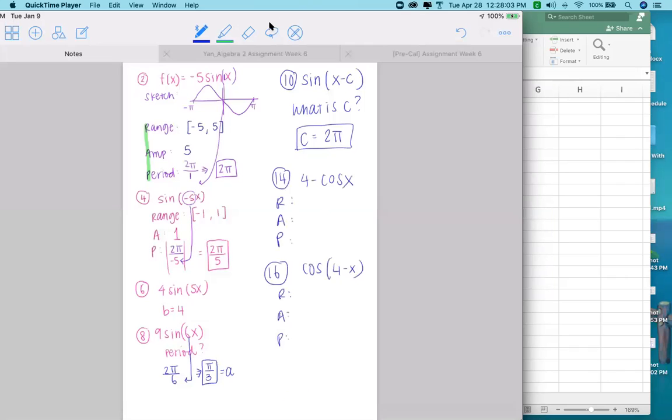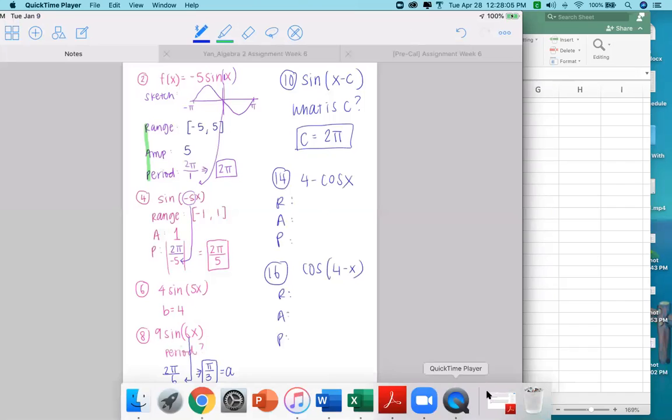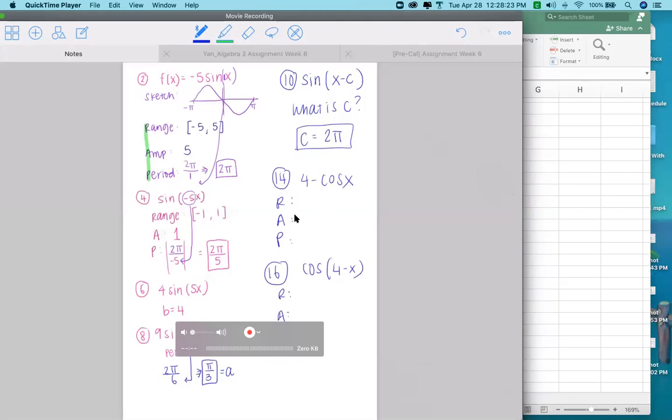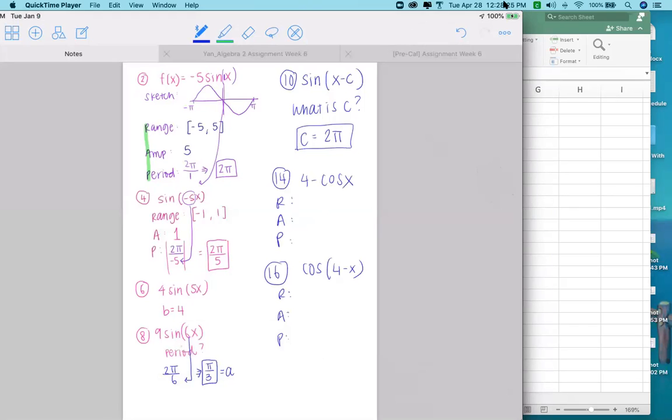If you want to check your answer with me, but you don't want to say it out loud, you can go to the chat. Let me find where the chat is now. Yeah, go to the chat and just type it to me only, not to everyone. Then I will be able to see it. So do numbers 14 and 16 right now. Let me just stop sharing first.